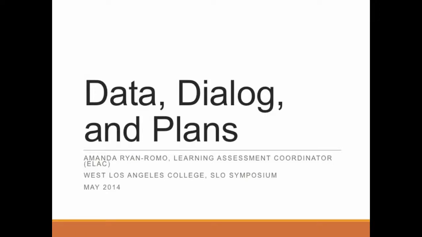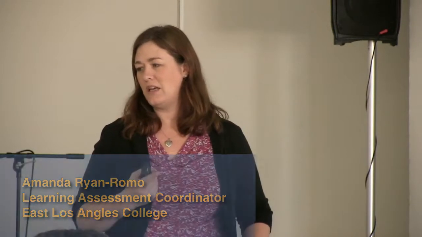Okay, so I don't have that many slides, so please feel free to just shoot out questions as we're going through. I want to talk about data, dialogue, and plans. I noticed that Alice was saying that you got recommendations for planning and SLOs and budget, and the three of them really need to be tied together.